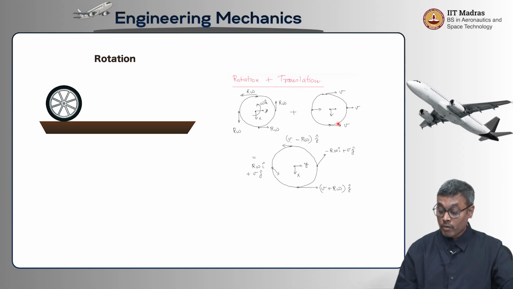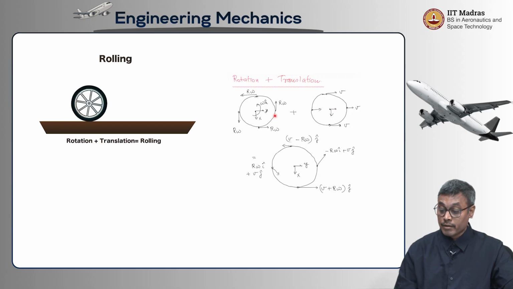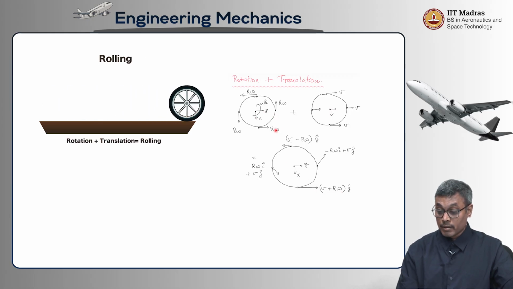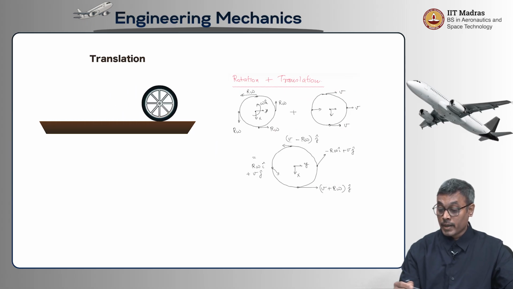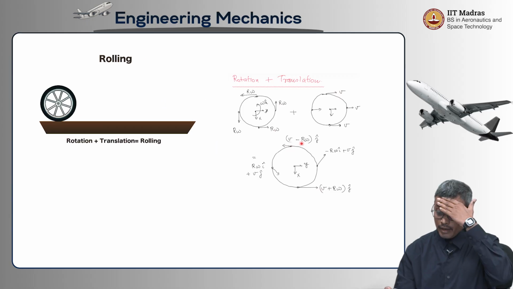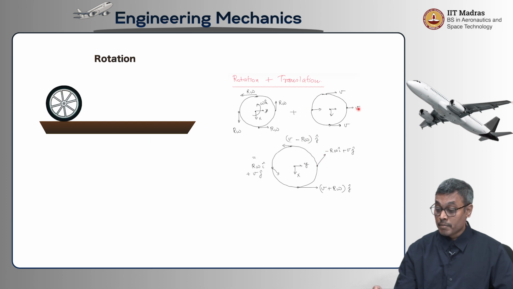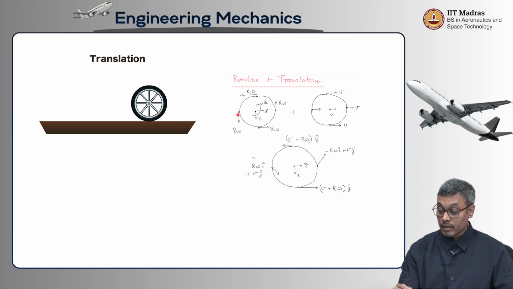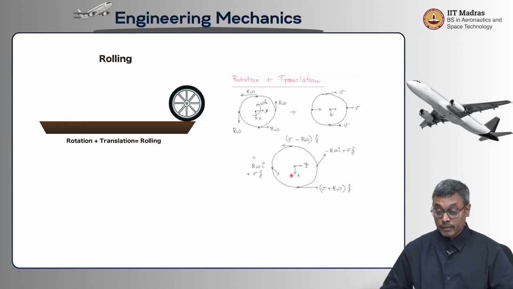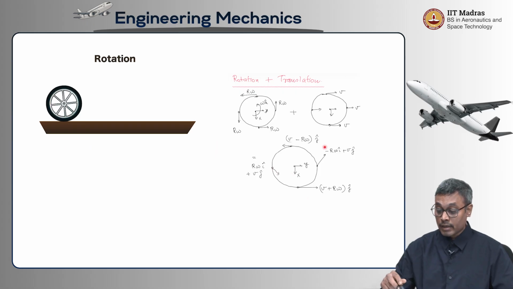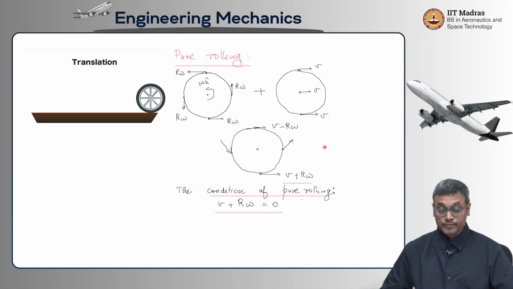And so what happens if you add these two types of motion together is you are actually adding the velocities together. So at the bottom you have r omega plus v, at the top you have v going this way and r omega that way, so it is v minus r omega, and here it is some other crazy direction which is a sum of this vector and that vector. Here it is the opposite, which is the sum of those two vectors. So rotation plus translation in general gives you a velocity distribution around the circumference like so.